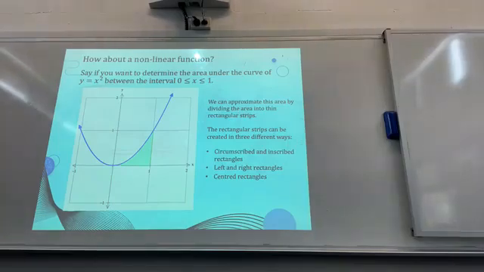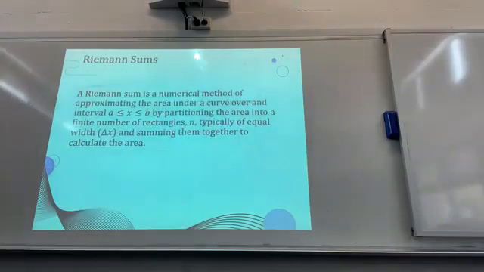All right. Now here, I'm giving you the definition of the Riemann sum. All right. A Riemann sum is a numerical method of approximating the area under a curve over an interval a and b by partitioning the area into a finite number of rectangles, typically of equal width n, and summing them together to calculate the area. I'll put that on the board tomorrow.